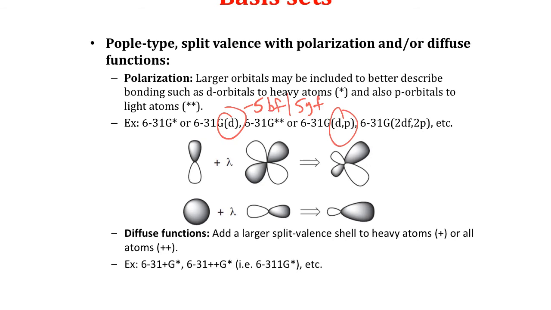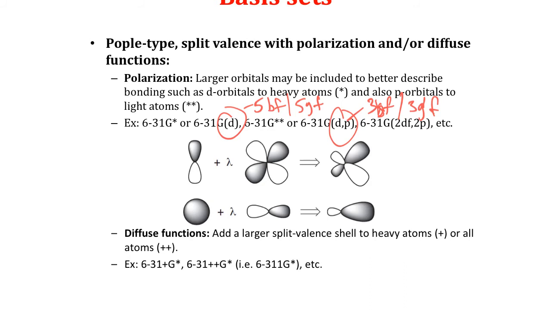The p functions, regardless of the basis set, are going to add 3 Gaussian functions and 3 basis functions. So minimally, for each of the p orbitals, we get a basis function, and for each of the p orbitals, we get a Gaussian function.